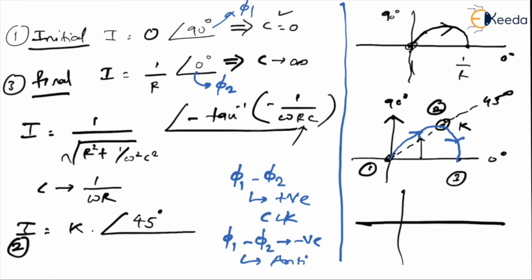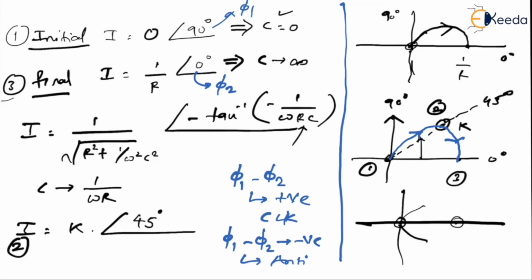First point is 0 at an angle of 90 degrees. So you had this as the first point. The second point, which you had as the final point, is 1 upon r at an angle of 0 degrees. So you got this point. Now the question was whether to go like this or like this.